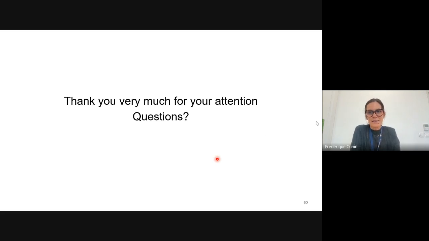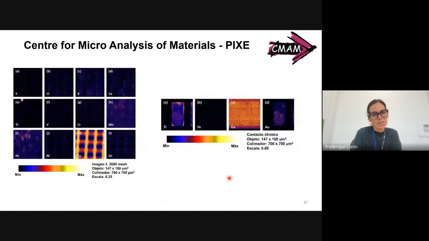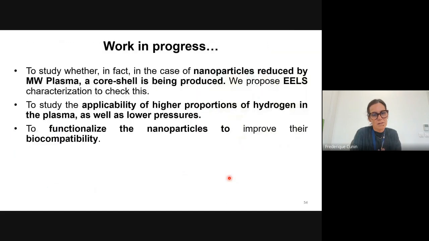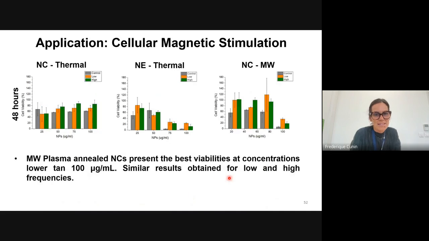Another comment, of course, is on the last part of your talk, concerning the biomedical application. Could you please go back to the very last slides where you show the demonstration of these magnetic nanoparticles? It went quite quick for me, so what is your conclusion on the cellular stimulation using this?